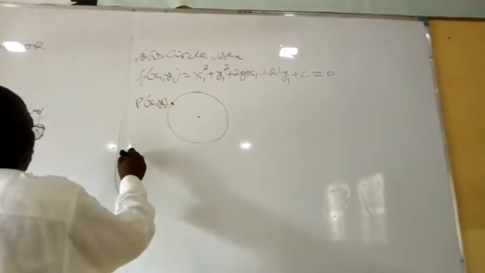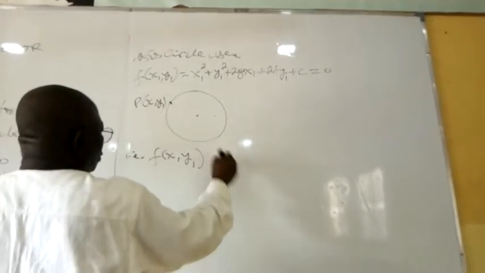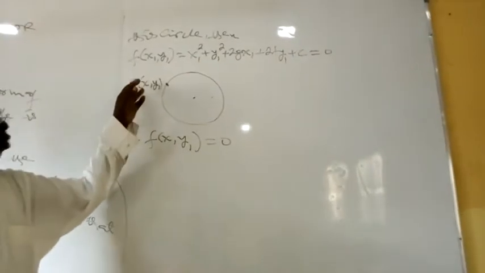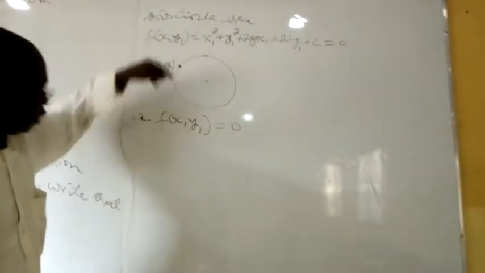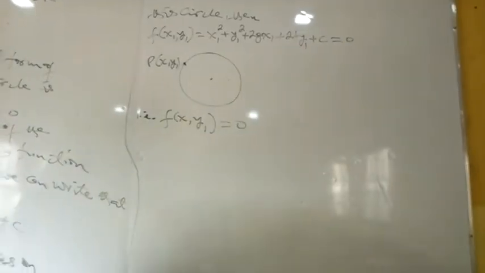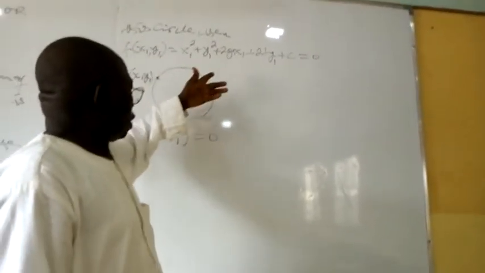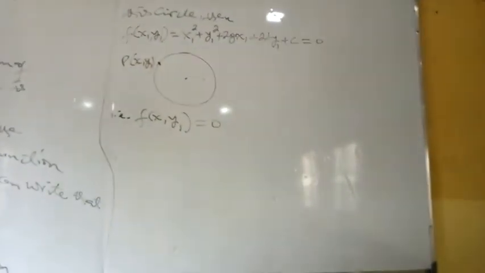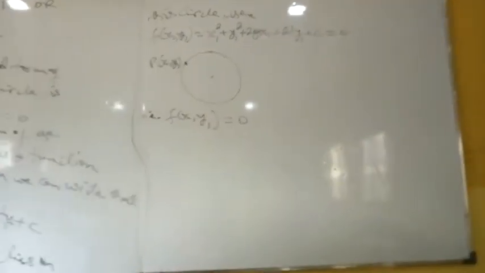In other words, f of x1, y1 is equal to 0. The condition for that point P, whose coordinates are x1, y1, to lie on the circumference of the circle is that f of x1, y1 must be equal to 0. In other words, if we substitute that point x1, y1 in the general form of the equation of the circle, it must be equal to 0. So that is the condition for that point to lie on the circumference of the circle.